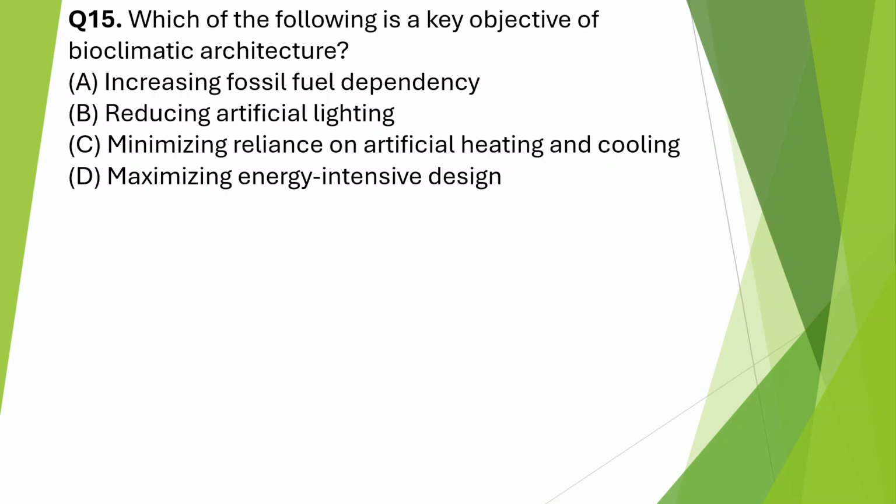The key objective of bioclimatic architecture is to minimize the reliance on artificial heating and cooling. That's correct. And the other options, like reducing artificial lighting, increasing fossil fuel dependency, or maximizing energy intensive design, all get eliminated.